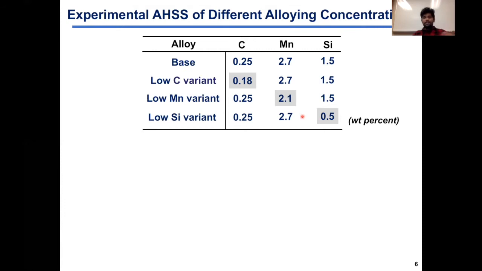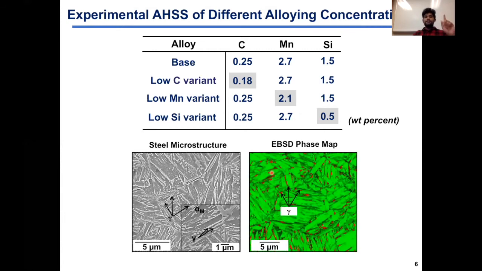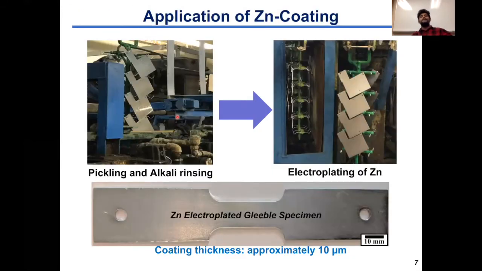And in all these 4 alloys, we generated a similar microstructure via quenching and partitioning, so martensite and retained austenite in the microstructure, a typical third generation AHSS microstructure. It would be very interesting to see how the LME sensitivity can vary based on the varying alloying concentrations in these different alloys. But before we test the LME sensitivity, we have to apply a zinc coating.